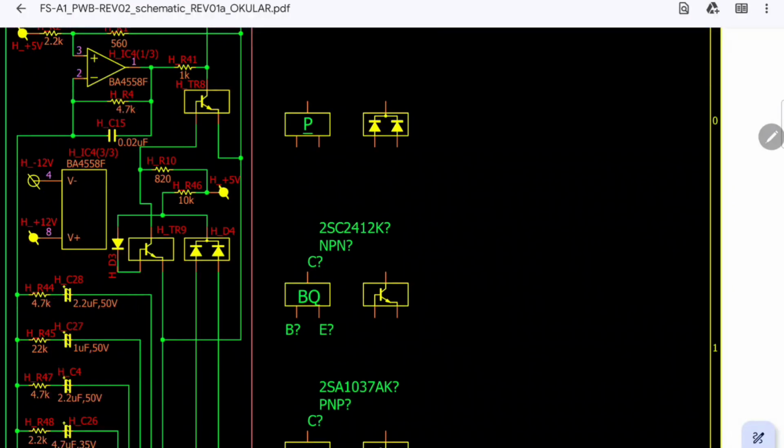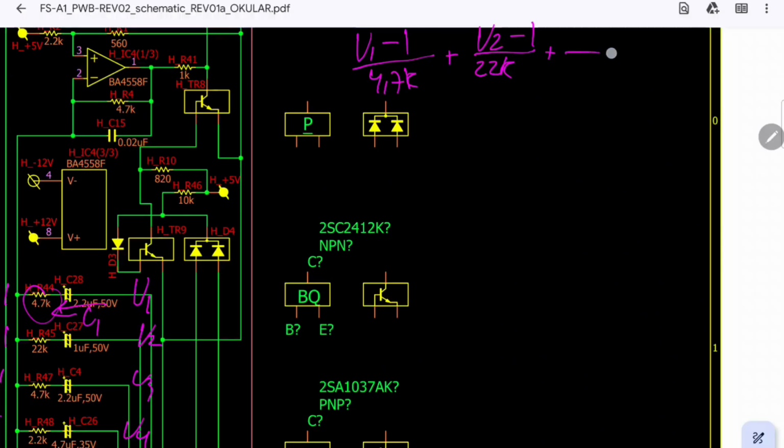And we can write our equation as follows: V1 minus 1 divided by its resistor, the 4.7K, plus the same V2 minus 1, the resistor is 22K, plus V3 minus 1, resistor is 4.7K, plus V4 minus 1, and its resistor is 2.2K.